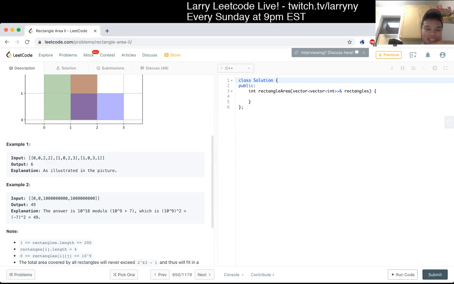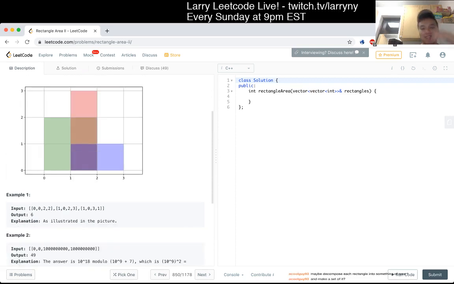With n equals 200, I could actually do something linear per thing, so that is n square ish. Otherwise, I would do something with segment trees or something like that to get it down to n log n, but it doesn't seem necessary. Maybe it's good practice, but I don't want to do it.